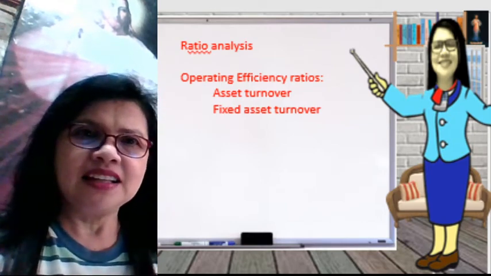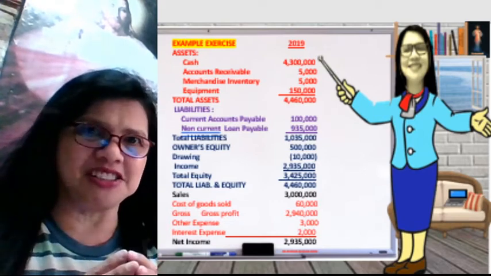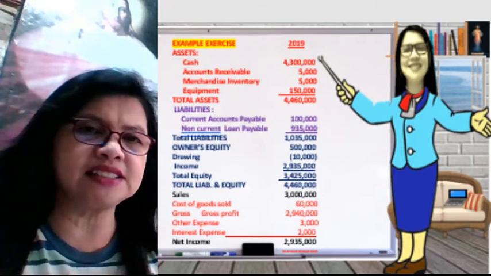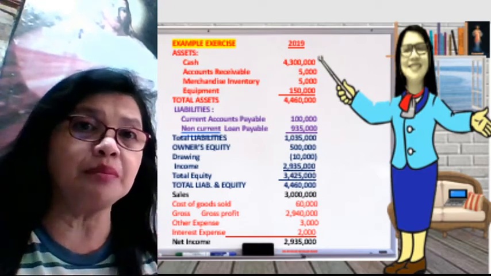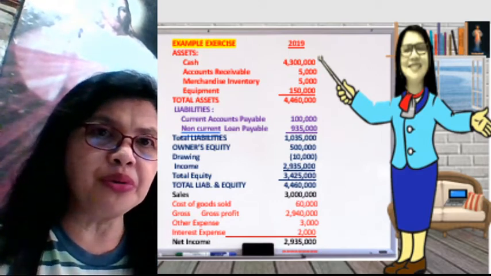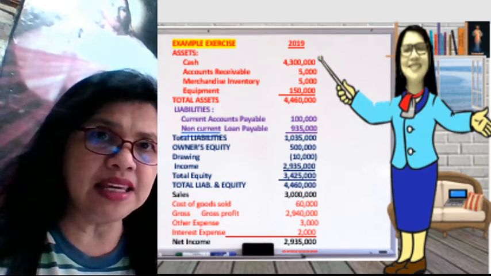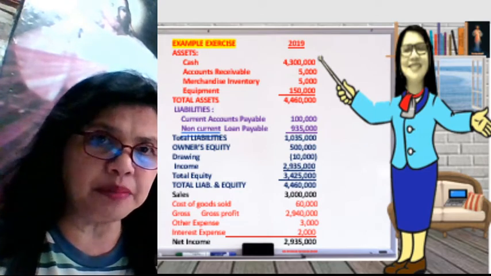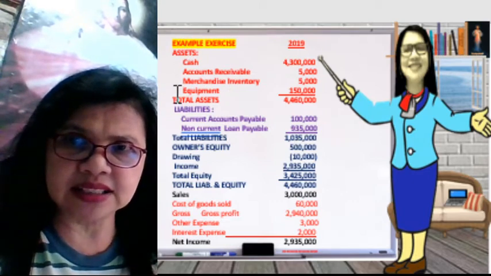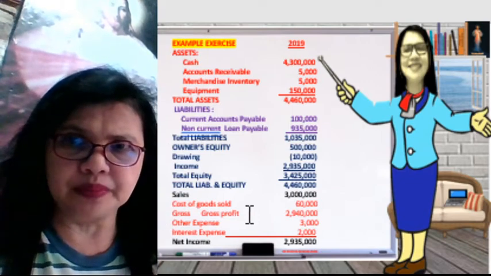Next, we will be giving you an example exercise. I hope you join me now in this study because we will be giving examples in each ratio. Here shown is the balance sheet of ABC Company for 2019 and the income statement down below. Here is the balance sheet, the assets, the liabilities, and the owner's equity, and the sales below.